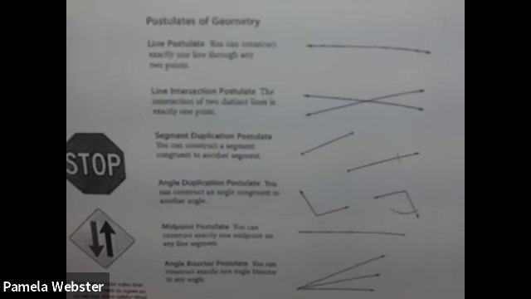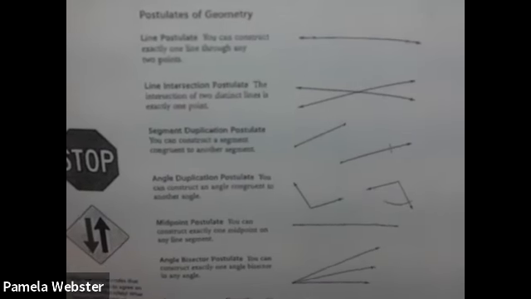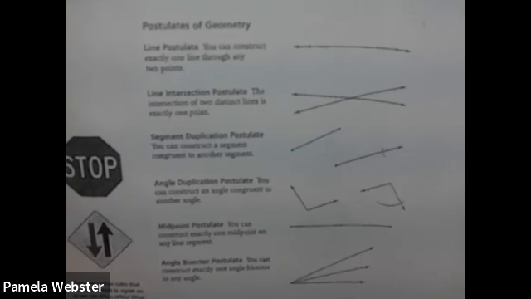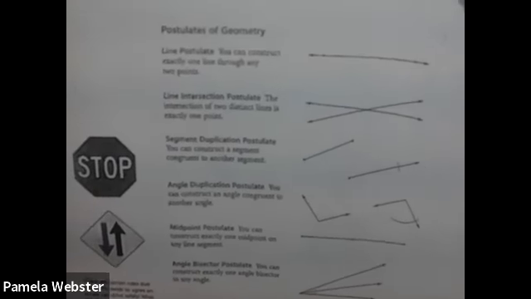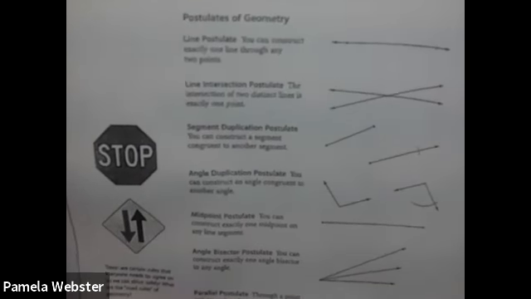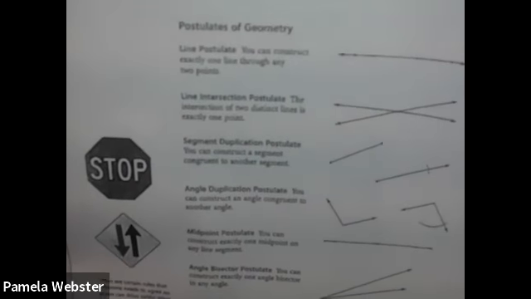Segment duplication postulate: you can construct a segment congruent to another segment. You can copy that segment is basically what they're saying. Yeah, we can do it. We may not know how to construct it just yet with our compass, but we'll figure that out this semester. So yeah, we assume if you gave me a length, I can copy that length and duplicate it. Okay, so some of these things we just kind of say, that's true, that's true, that's true.